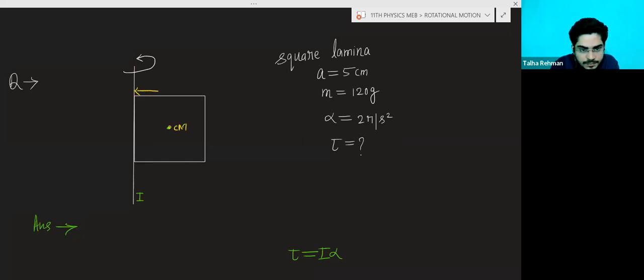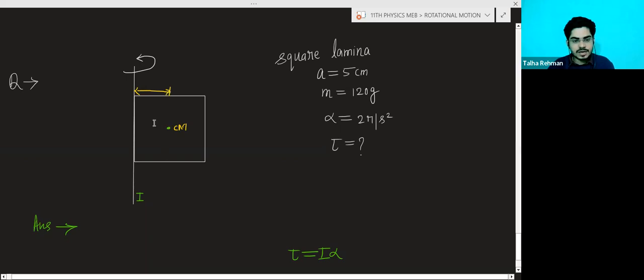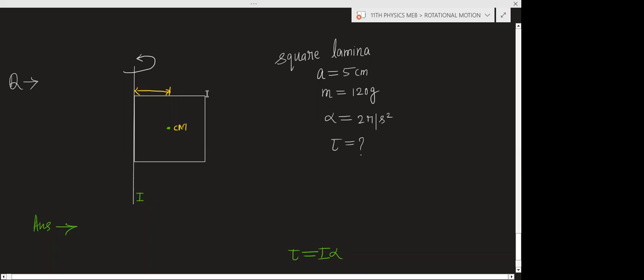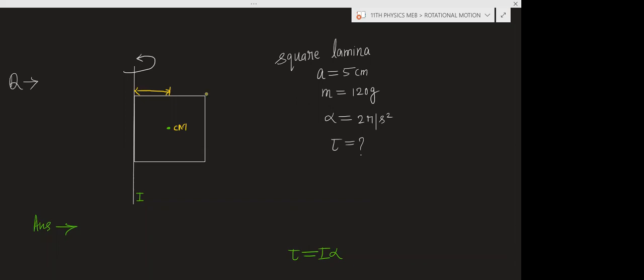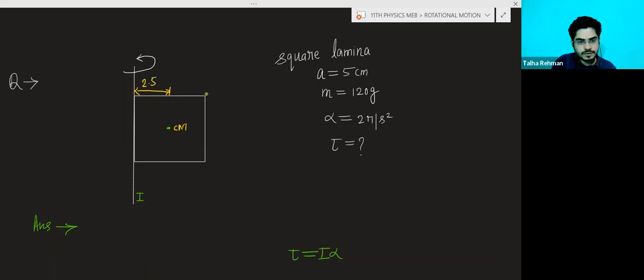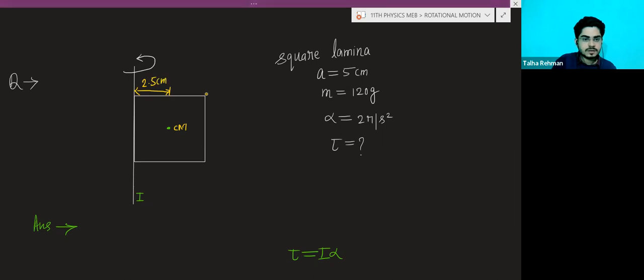Can anyone tell me this distance? The perpendicular distance between the center of mass and this axis? Shivyangi, can you tell me this distance? This whole distance is 5 centimeter. 2.5 centimeter. Yeah, 2.5 centimeter. So it will be 2.5 centimeter distance.